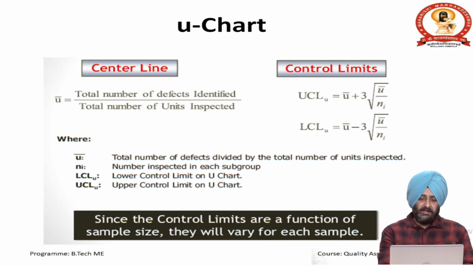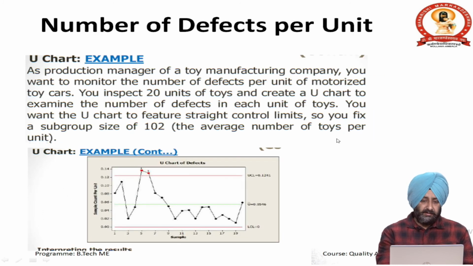Now if you want to draw control charts for the number of defects per unit, meaning per unit how many defects you have, then this is the formula for the center line, and this is the formula for the upper and lower control limit. Here again, the upper and lower control limit is a function of n. If you vary the sample size, the upper and lower control limit will vary. So in order to make it more clear, let's take an example.